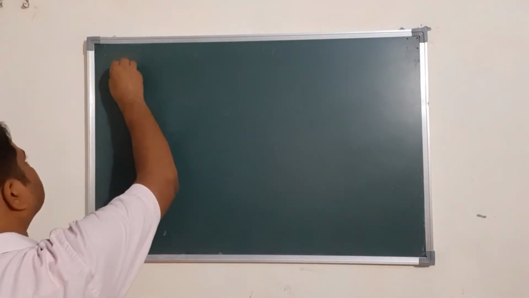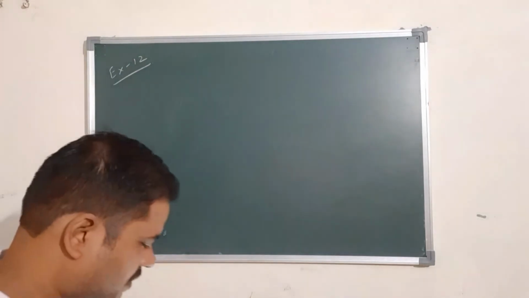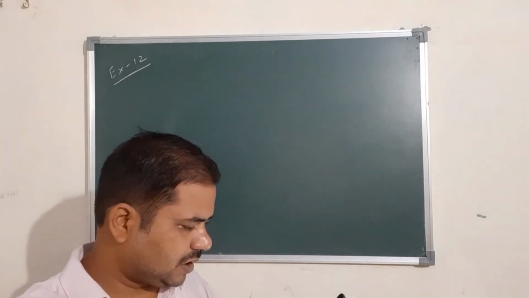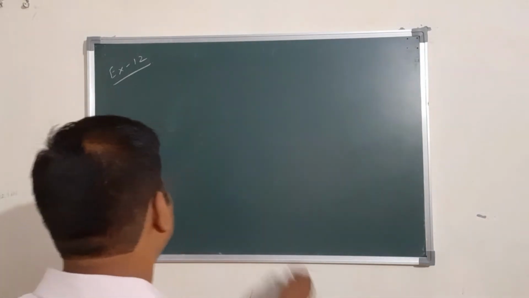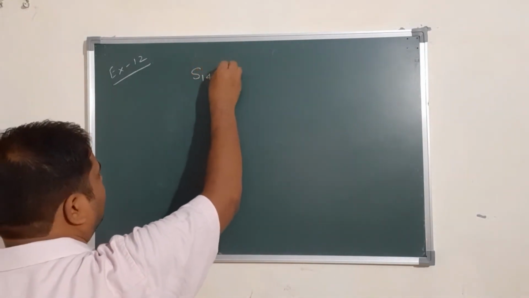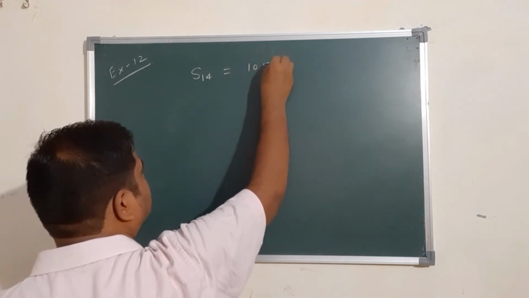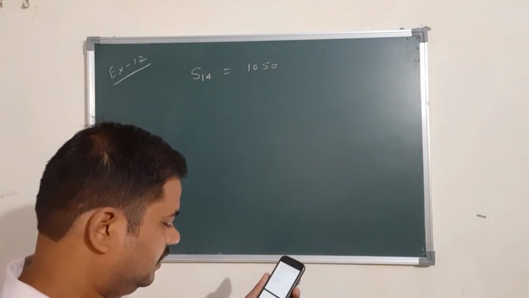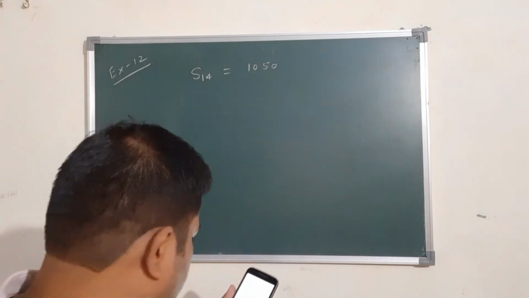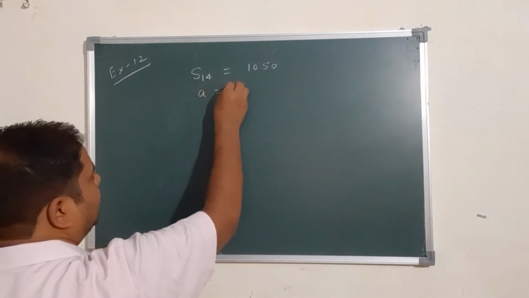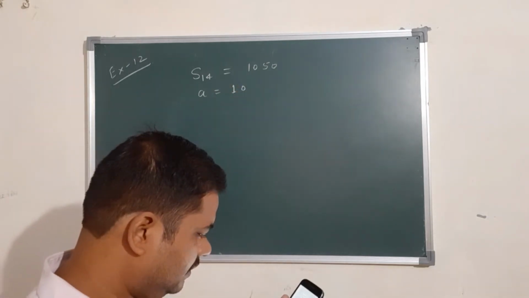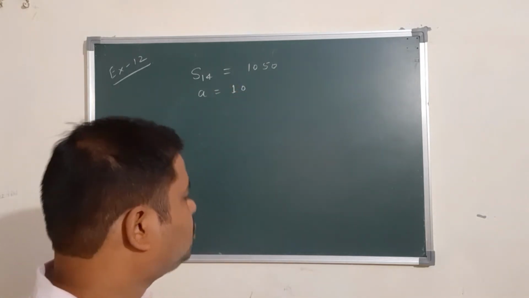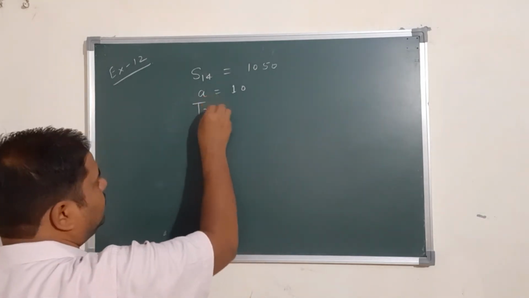Example number 12. If the sum of the first 14 terms of an AP is 1050, and the first term A is given as 10, then find the 20th term. You have to find T20.